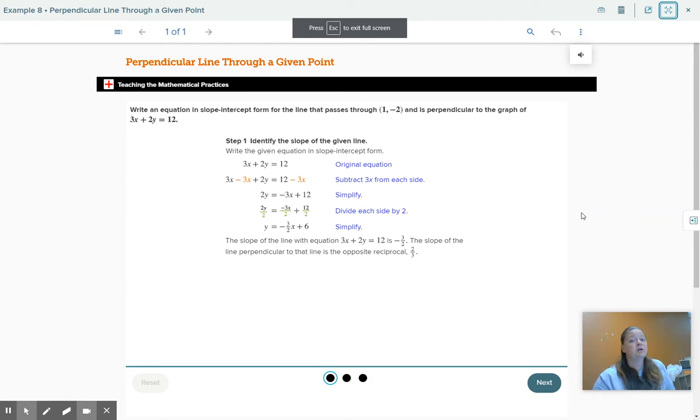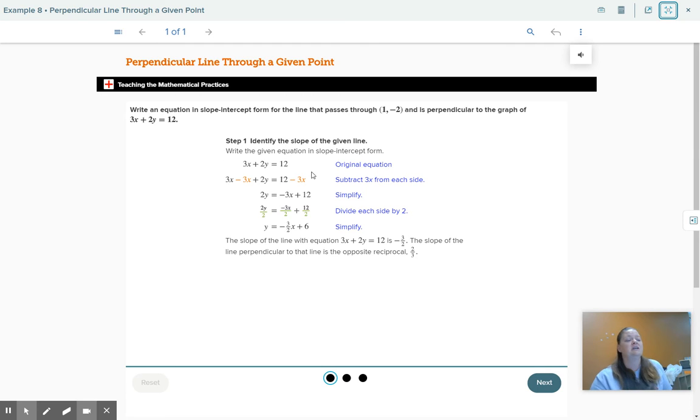Since we did one with a parallel line, we've also got to do one with a perpendicular line. It's only fair. Write an equation in slope-intercept form for a line that passes through (1, -2) and is perpendicular to the graph of 3x + 2y = 12. And then, of course, just to make things a little more complicated, they put the equation in standard form to try and trip us up, but we're not going to let it.